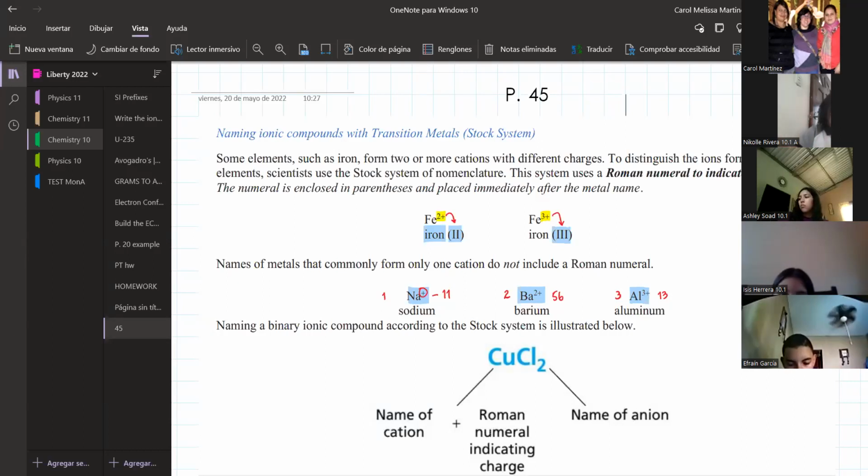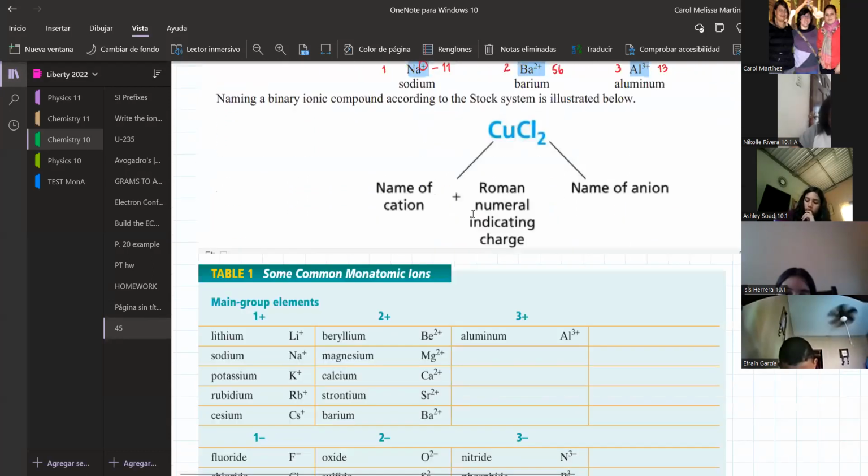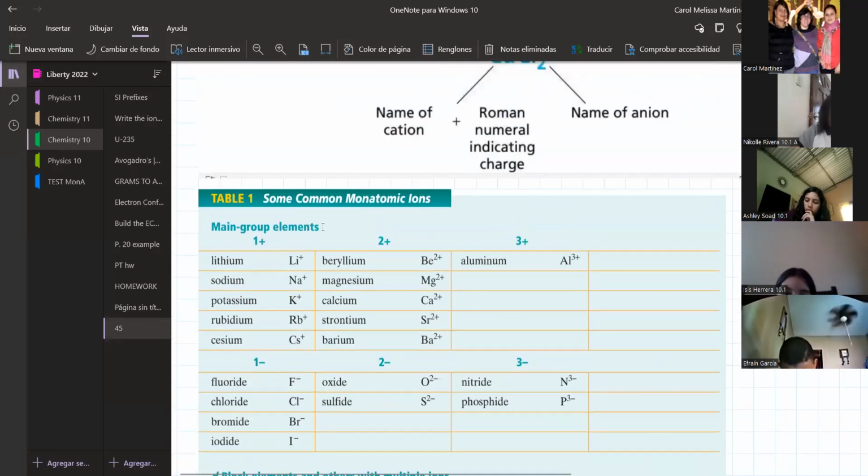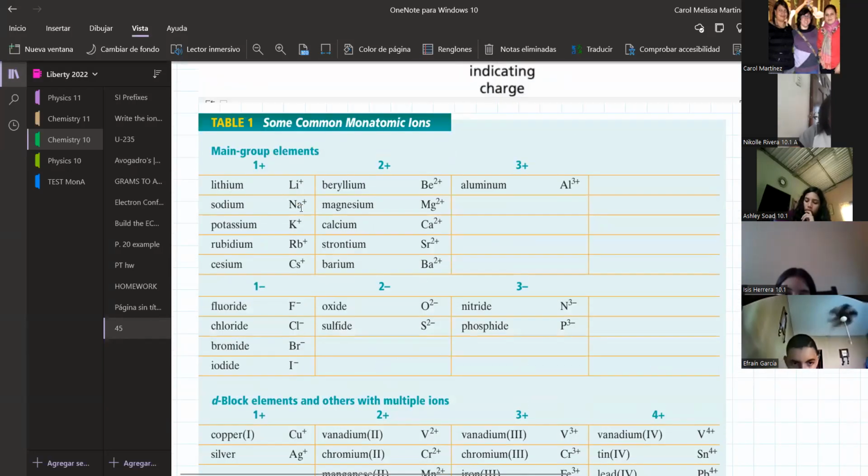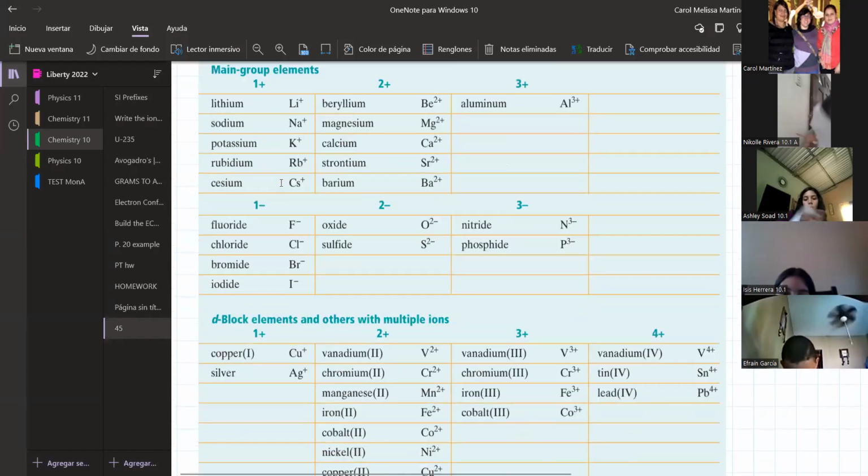So that's why it is said that this topic is used with transition metals. Now, not all the transition metals need to have the charge indicated in Roman numerals. No, only those transition metals that have multiple charges. So it is important that you keep these tables with you. This one table is some common monoatomic ions. I think I sent it to you already. Okay. It is important that you have it with you.